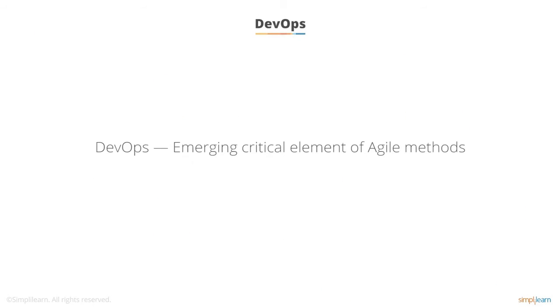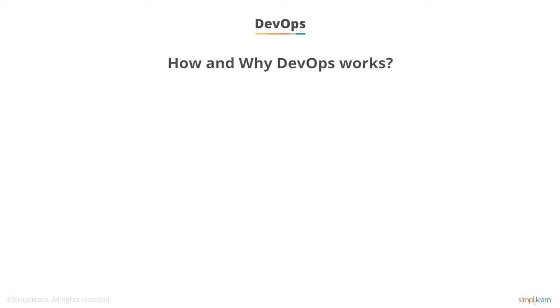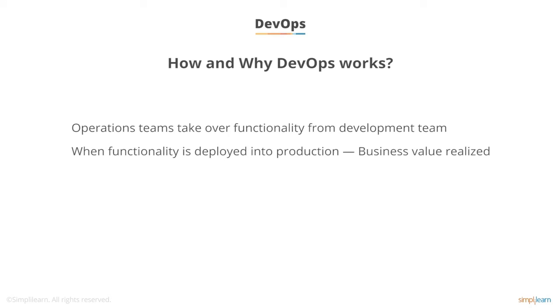DevOps is an emerging discipline that is fast becoming a critical element of Agile methods. Let's take a look at how and why it works. In short, Agile teams develop functionality and create value for the business. Operations teams are the interface with the business and take over this functionality from the development team. Then they deploy this functionality into production, and that is when value is realized by the business.